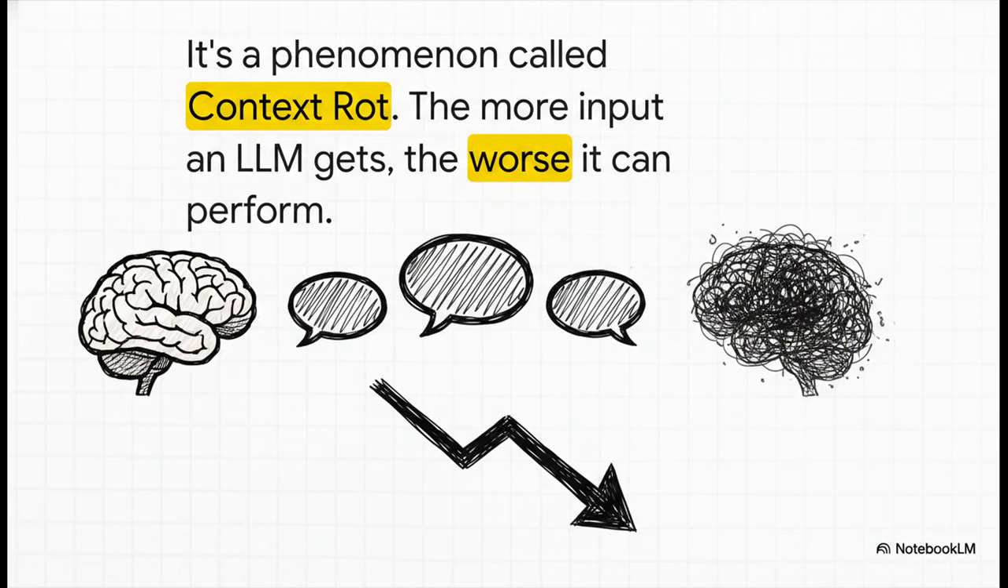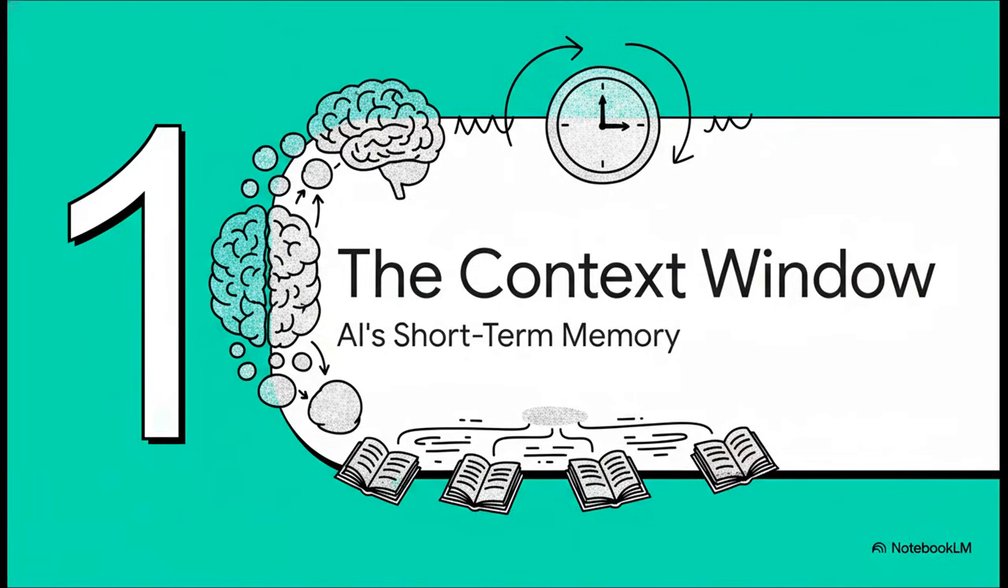It's simple, really. The longer your conversation gets, the worse the model's performance can become. And understanding why is the absolute first step to beating it for good. So, first things first, to beat context rot, you have to understand the AI's short-term memory. And in the world of AI, that's called the context window.